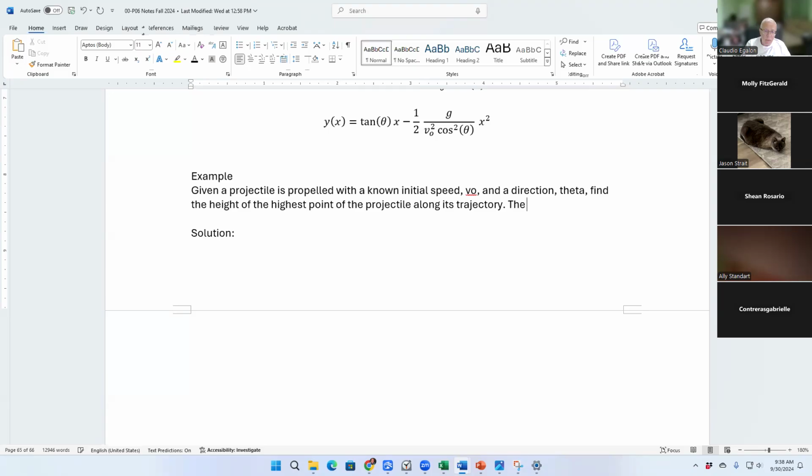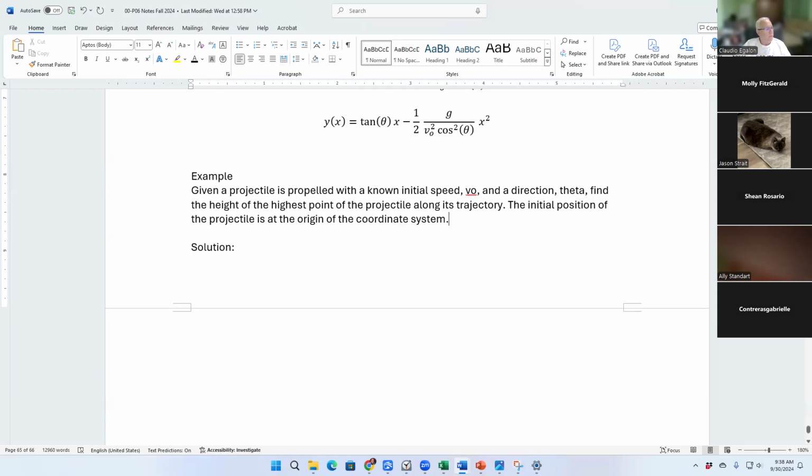The initial position of the projectile is at the origin of the coordinate system. Okay? The height of the highest point of the projectile.